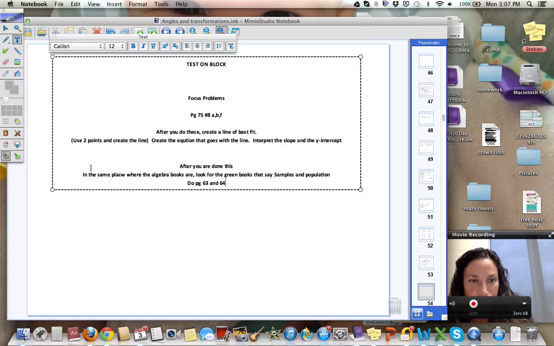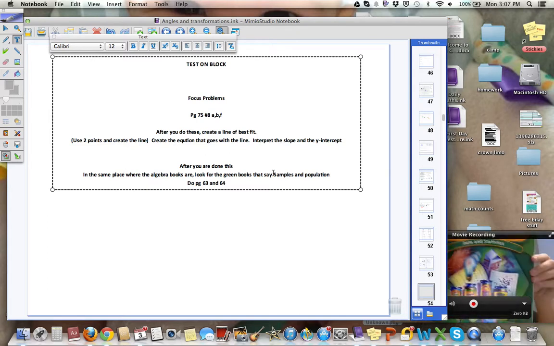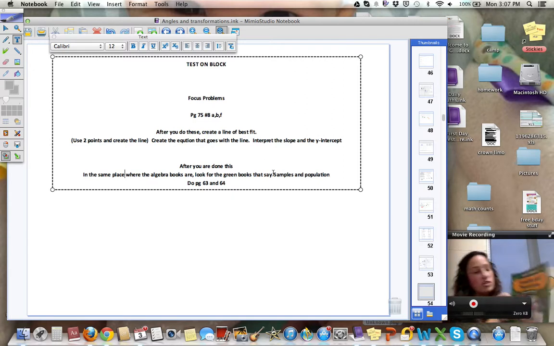When you're done with that, oh, I spelled place wrong. When you're done with that, back where you get the algebra books, I think it's 2 or 3 shelves above that. I think just 2. On the left side, there should be a green book. Make sure you read the front of it. It should say samples and populations. I have one right here to show you. Samples and populations. You're going to get that.